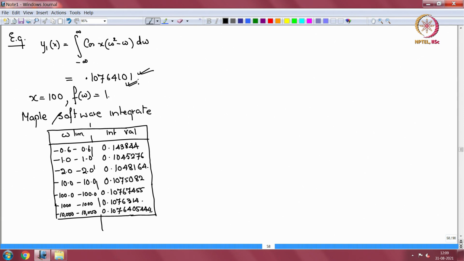We are going to use this method to compute our acoustics integral.